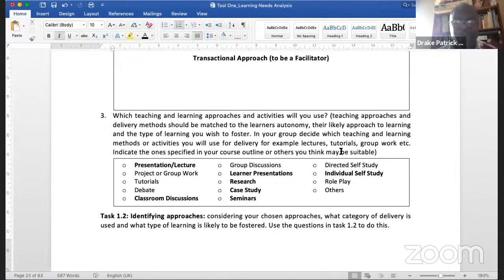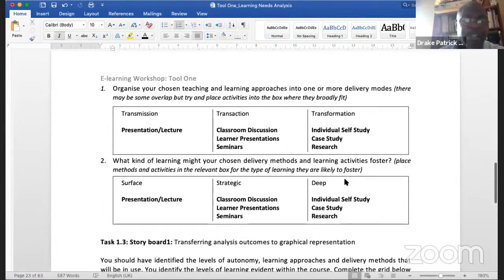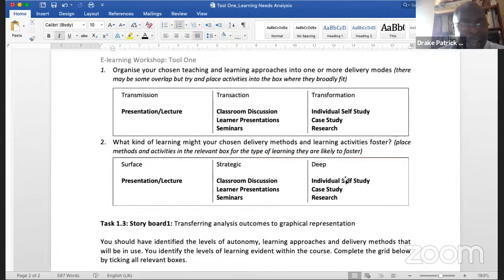Of course, any lecturer can choose different activities that are commensurate with the desired outcome. Next, can we slow down? So, given what we've selected, how can we organize these activities in line with the approaches?